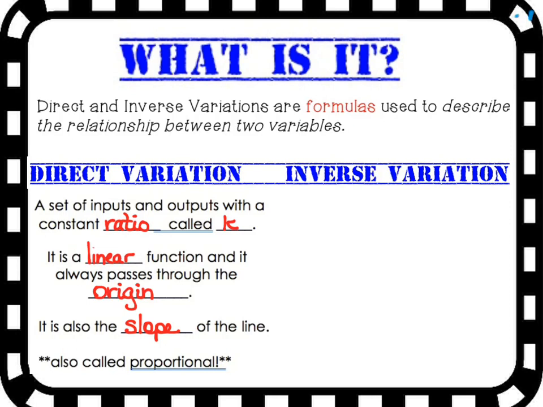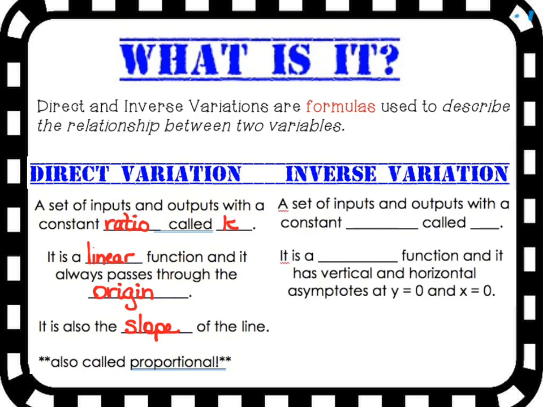In like manner, an inverse variation is also a set of inputs and outputs with a constant product called K. So there's where the difference is. This one over here is a ratio, and this one here is a product. What I like to do is say direct, divide, direct, divide. So that's talking about the constant ratio. It is a rational function, and it has horizontal and vertical asymptotes at y equals 0 and x equals 0, which is the x and the y-axis. So in essence, it tries to avoid 0, 0 with those asymptotes.